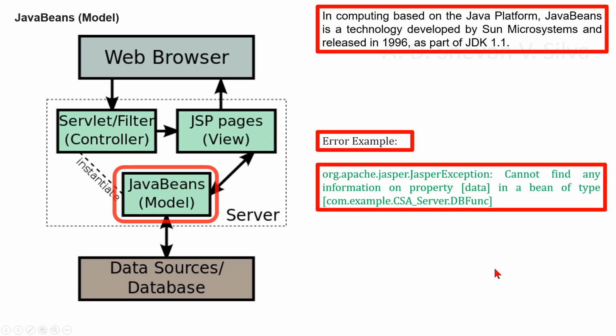As an error example, we can consider this one. Here they cannot find any information on property data in a bean of type com.example.csa_server.db funcs.